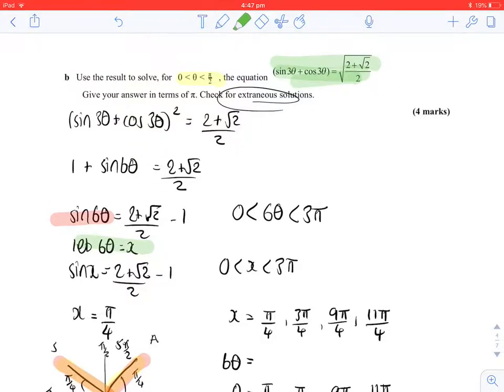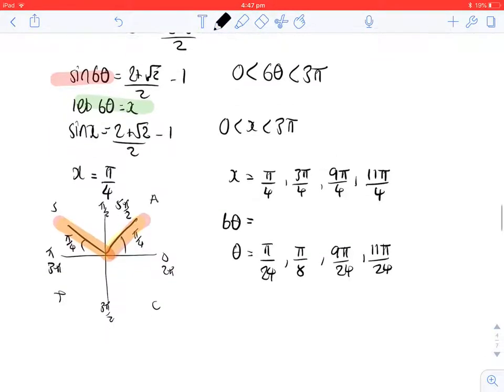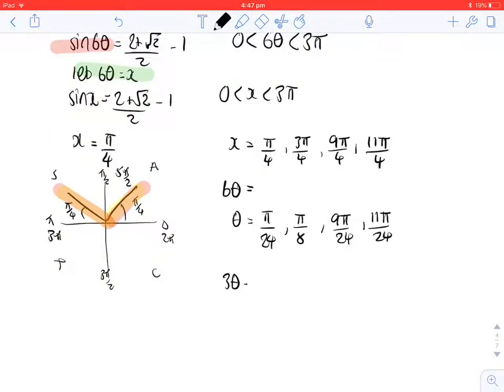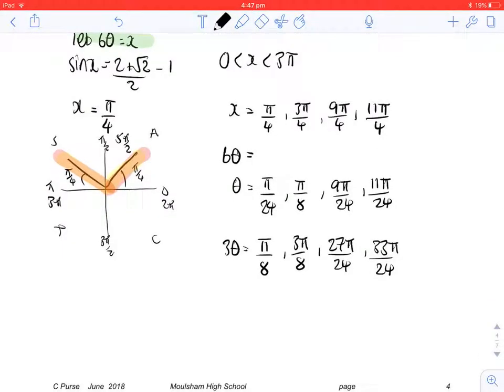So we've got in the question here a 3 theta and a 3 theta. So if these values are theta, our 3 theta values are going to be 3 pi over 24, which is pi over 8, 3 pi over 8, 9 pi over 24 times 3 is going to be 27 pi over 24, and then 33 pi over 24. So if I want to simplify these, I've got 27 over 24, I can divide them both by 3. I've got 9 pi over 8, and here I can divide both these by 3, and I've got 11 pi over 8.